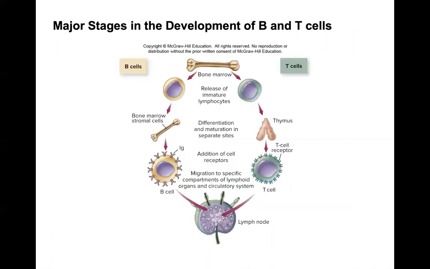And here we can see the production of the B and T cells in the bone marrow, their maturation in either the bone marrow or the thymus, and then their release to circulation. Essentially, the stage is described right here.